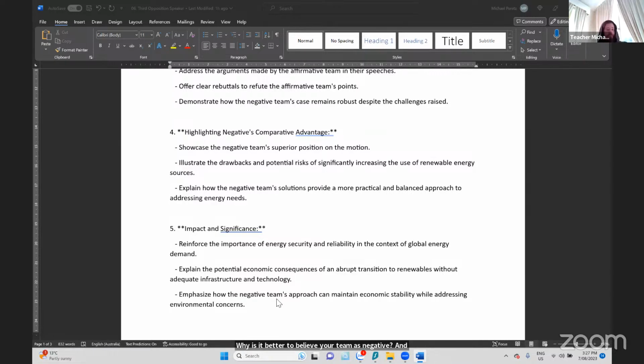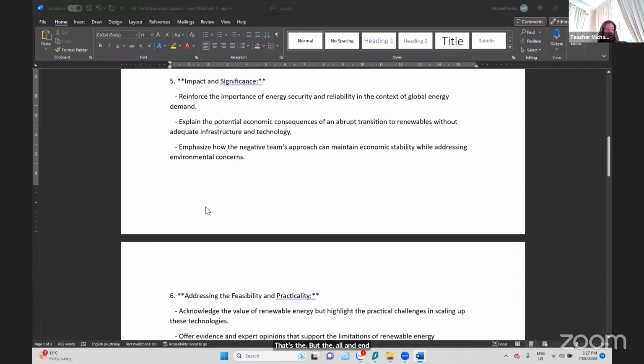And then you need to emphasize how your team's approach is just, again, a better fit. So point out why their side is wrong, point out why your side is right. That's the be all and end all of that.